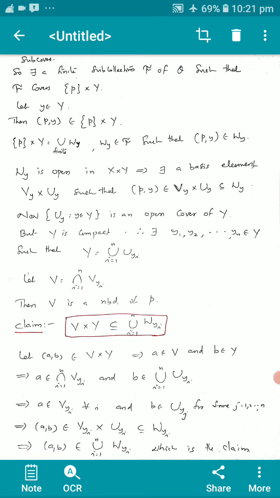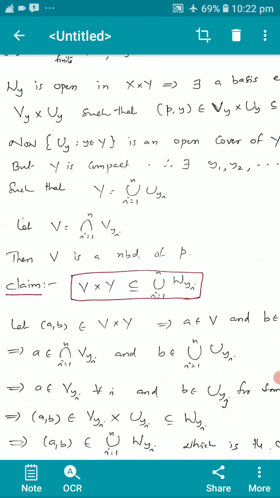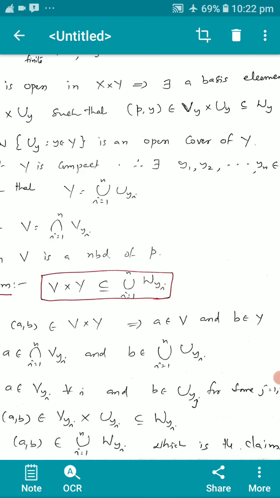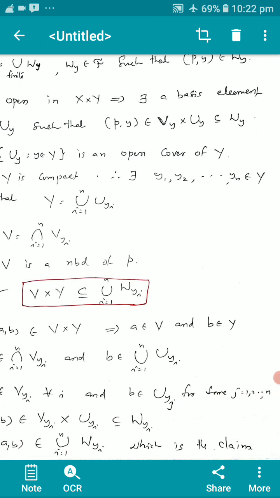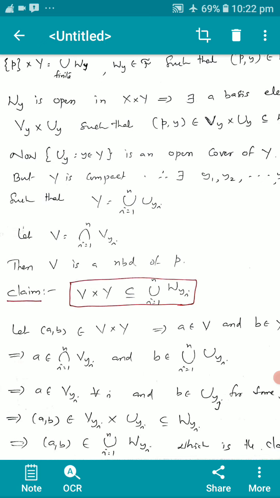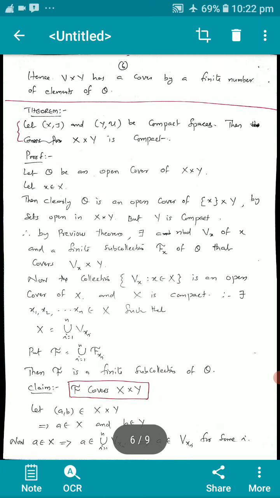Let (a, b) be a point in V cross Y. This implies a is in V and b is in Y. This implies a is in V, the intersection of Vyi, and b is in Y, the union of Uyi. This implies a is an element of Vyi for all i and b is an element of Uyj for some j = 1 to n. This implies (a, b) is an element of Vyj cross Uyj, a subset of or equal to Wyj. This implies (a, b) is an element of the union of Wyi, i varies from 1 to n, which is the claim. Hence, V cross Y has a cover by a finite number of elements of θ. That is the proof of the tube lemma.